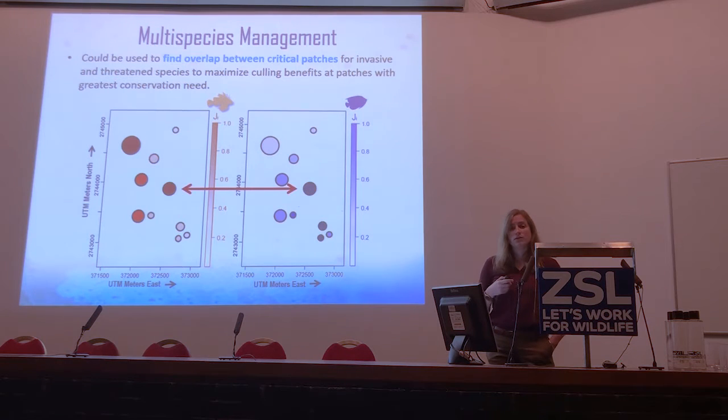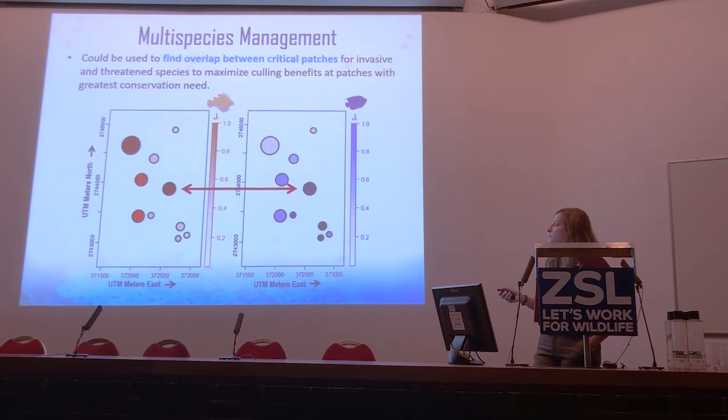Another potential thing you could do with this approach is use it on multiple species and look for overlaps between critical habitats of the invasive species and a threatened species, to look for places where your culling will have the most impact on patches that also have the greatest conservation need.